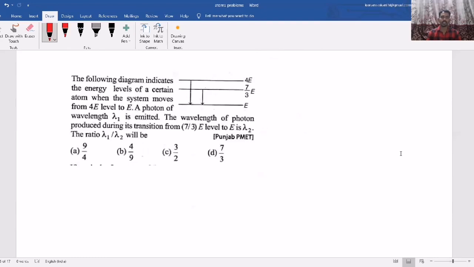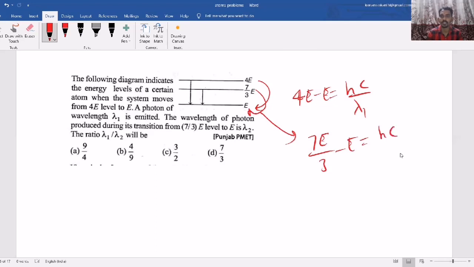Now, the following diagram indicates the energy levels of a certain atom. When the system moves from 4E to E, the photon wavelength is lambda 1. That means 4E minus E equal to hc by lambda 1, the energy of the photon. Now they are asking the wavelength of the photon produced during its transition from 7E by 3 to E. That means 7E by 3 minus E equal to, let's say, hc by lambda 2. Now you have to find the lambda 1 by lambda 2 ratio.